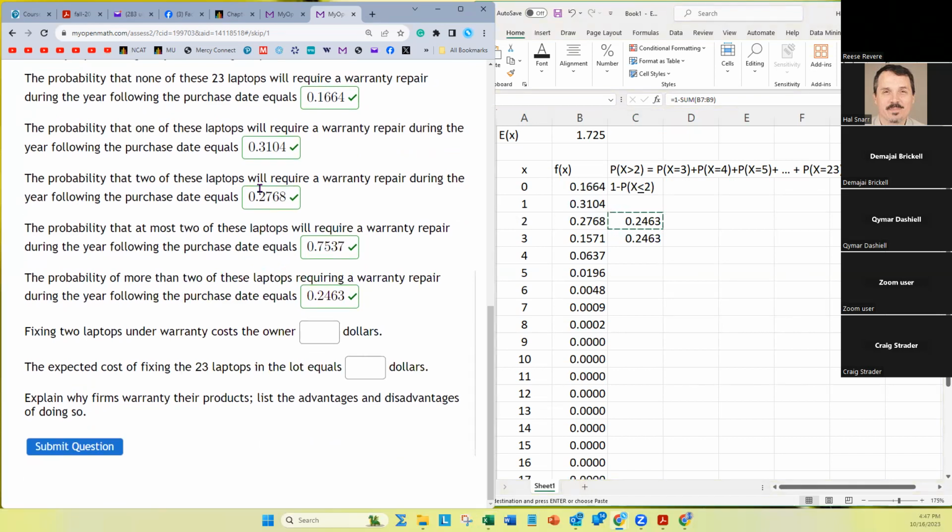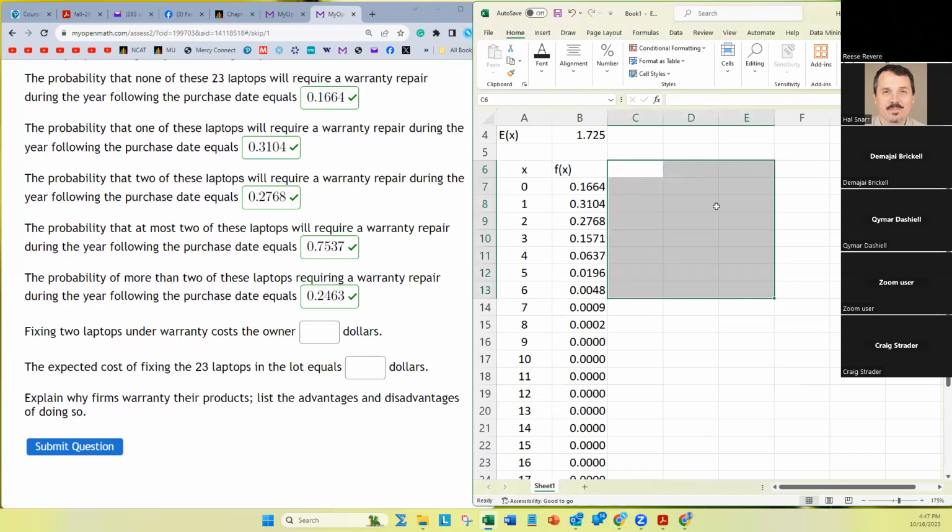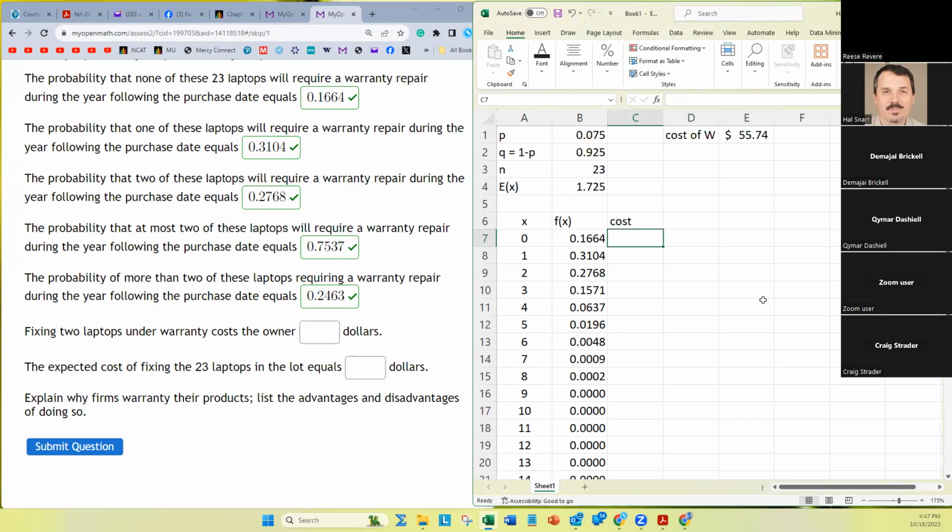See, 2 laptops under warranty cost the owner what? What does it cost to fix 2 laptops? If you have to fix 2 laptops, how much is that going to cost you? Isn't that going to cost you 50-some dollars or something? Yeah, so if at the end of the year you look at your records on these 23 laptops, right?